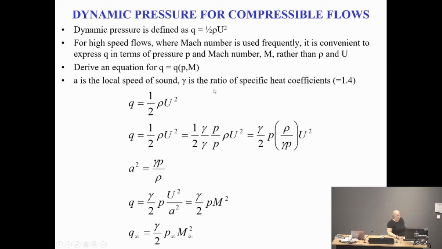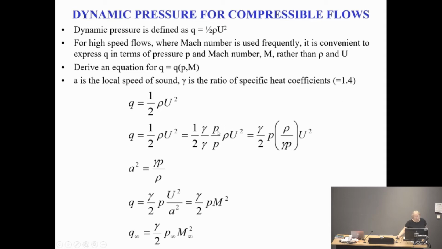Q is a half rho U squared, so rho is my density. What I'm going to do here is the same thing. I'm going to introduce gamma, which is the ratio of specific heat coefficients, 1.4. It's always 1.4 throughout the whole of this course. It's only when you get to level 3 and 4 that there are times when it does change. So gamma is always 1.4.